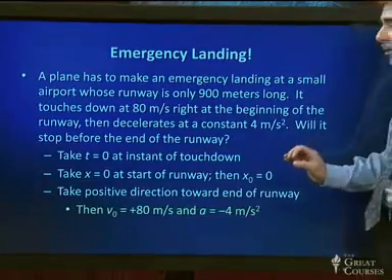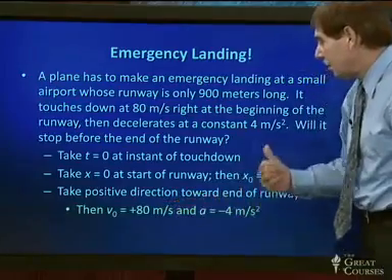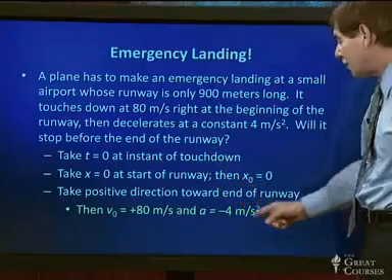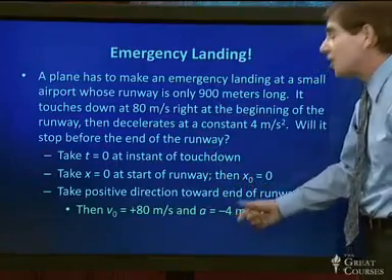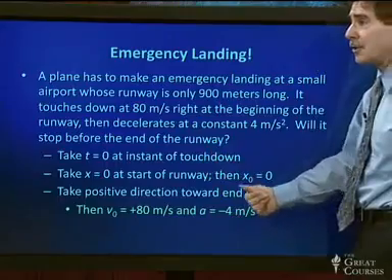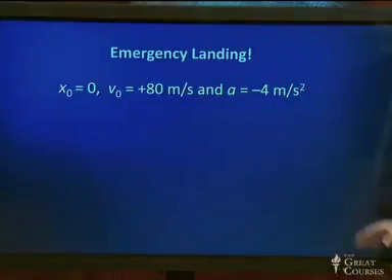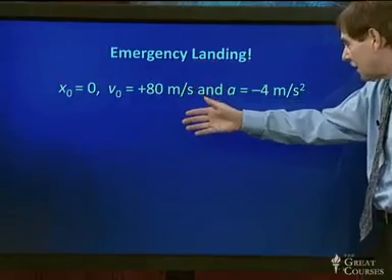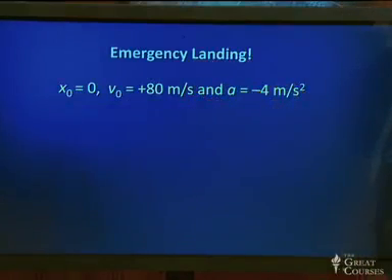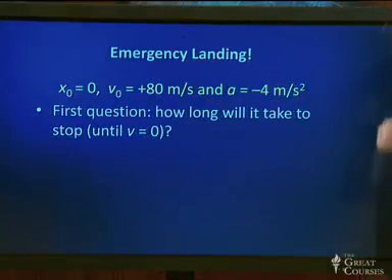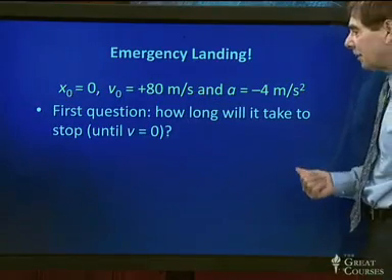Then our initial conditions for this problem are v naught is plus 80 meters per second, plus because the plane is going in the direction I defined to be the positive direction, but its acceleration is minus 4 meters per second squared. The acceleration is opposite the velocity, indicating the speed is decreasing, the plane is slowing down. So now we've set up our problem. So here we are, x naught is 0, v naught is 80 meters per second, and a is minus 4 meters per second squared. The first question, how long will it take the plane to stop?